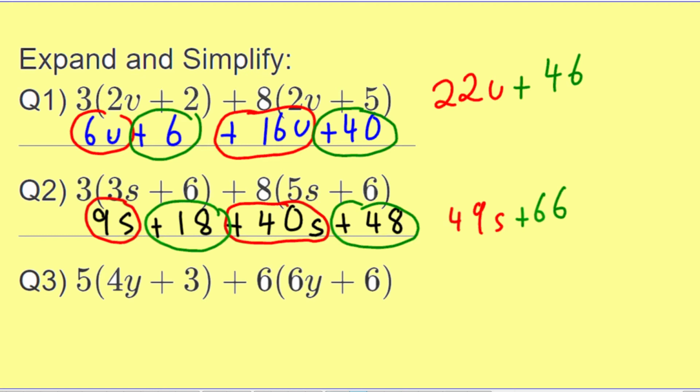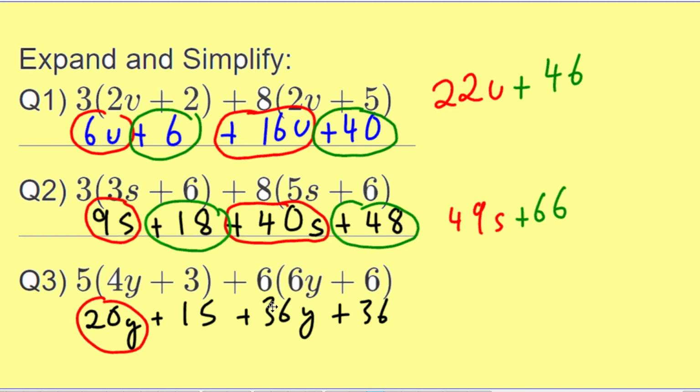We've got 4 times 5, which is 20y. 5 times 3, 15. Positive 6 times 6y is going to give you 36y. And then positive 6 times positive 6 is positive 36. So now we're going to add these up. We're going to take our y's first. We've got 20y plus 36y, which is going to give us 56y.